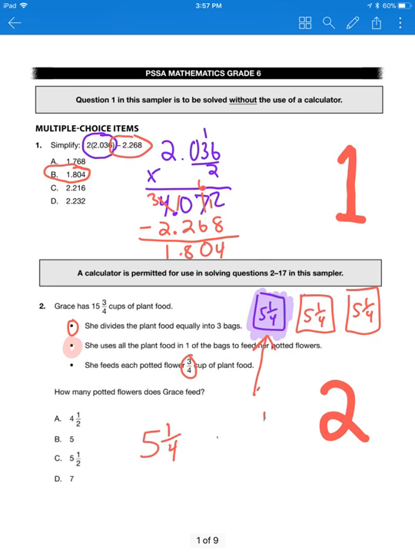Now, I could keep subtracting 3/4 minus 3/4 minus 3/4 minus 3/4. Because think about it, she feeds each potted flower that much each time. But I'm not going to do that. Now it says, how many potted flowers does Grace feed? So every time I subtract 3/4, I would just count that as a potted flower. But there's an easier way. And the easier way, rather than subtracting 3/4 repeatedly, is to divide by 3/4. So that means I'm going to do 5 1/4 divided by 3/4. So I'm typing that now. Divided by 3/4. And I get 7, which is the answer. So how many potted flowers does she feed? 7. All right, so that's the answer to number 2.